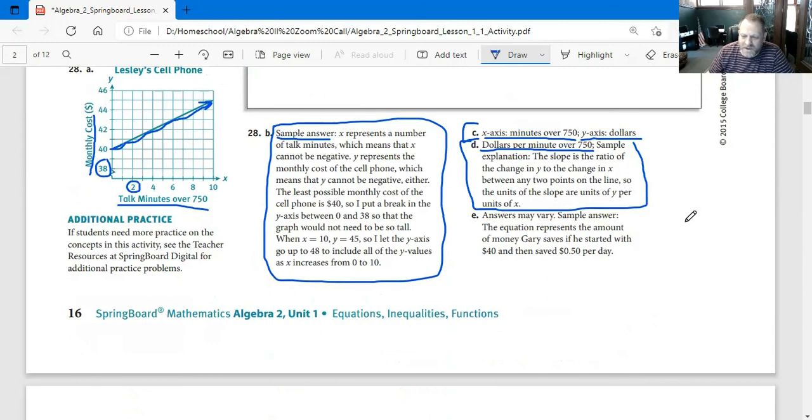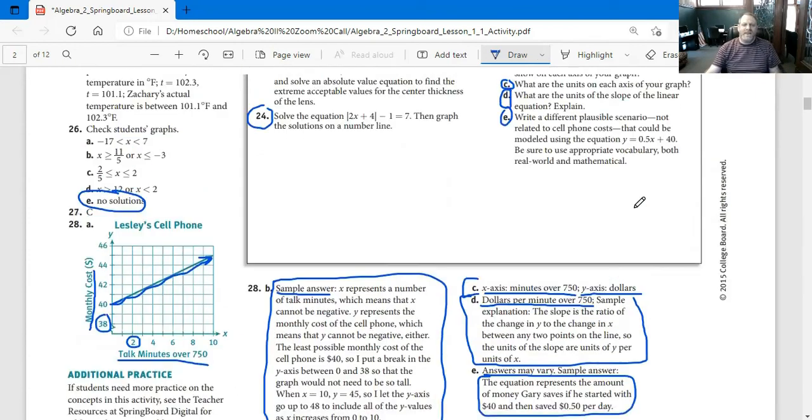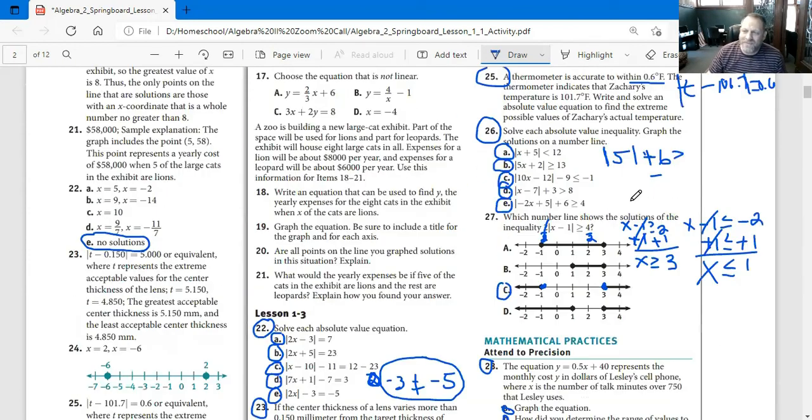So let's go to E. Answers may vary, sample answer. Write this down, guys. The equation represents the amount of money Gary saves if he started with $40 and then saved 0.50 cents per day. All right, guys, we are at the end.